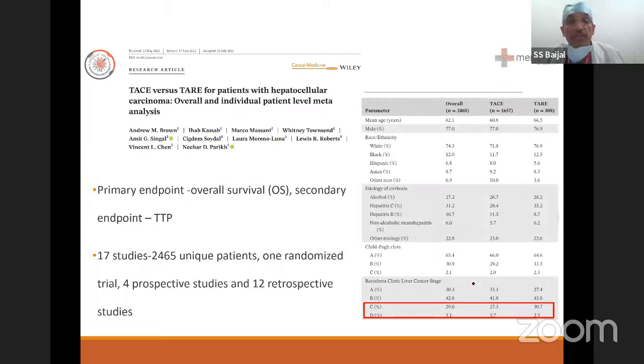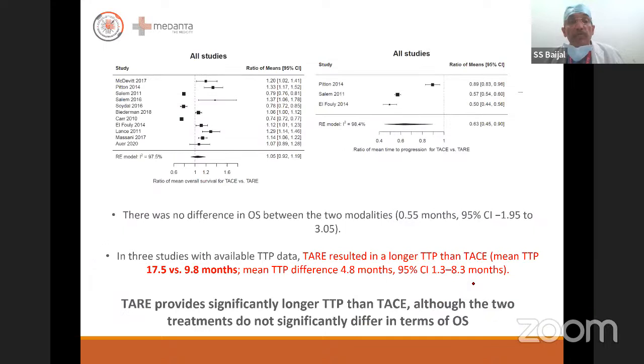If we look at patients who had BCLC-C and BCLC-D in this analysis, of 17 studies, in which there was one RCT, 4 prospective studies, and 12 retrospective studies, they had patients who had portal vein tumor thrombus. They found that there was no significant overall survival difference if you were to use TARE or TACE, but the time to tumor progression was significantly superior, nearly double, if Y90 were used: 17.5 months as compared to 9.8 months if TACE was used. Definitely, therefore, saying that you would require multiple sessions of TACE to achieve the same results.